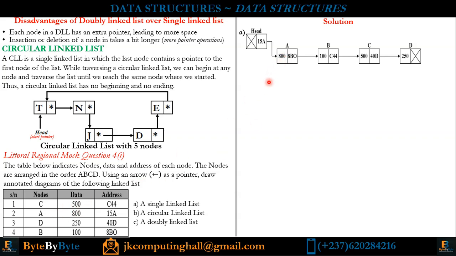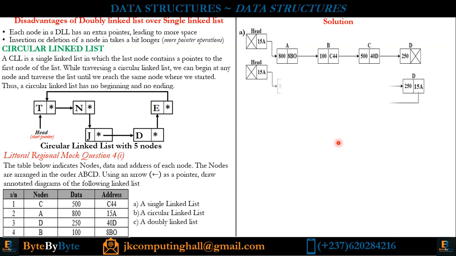And now A has a pointer to the next element, which is B, and the address of B is 8B0. That's why you have this particular value for node A. The value of A, which is 800, and the address to B, 8B0. B now has its data, which is 100, and the address of C, which is C44. C has its own value, 500, and the address to D, and the address of D is what? 40D. Then D has its own value, which is 250, and since it is the last element, its pointer is null. That is the single linked list representation of this table.